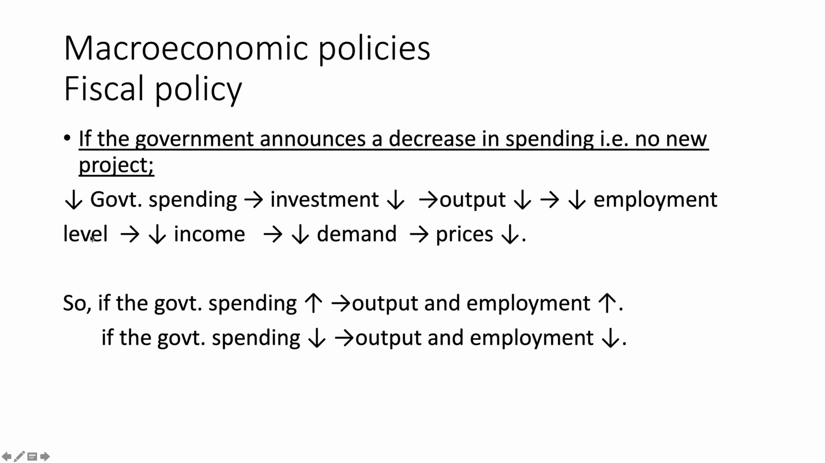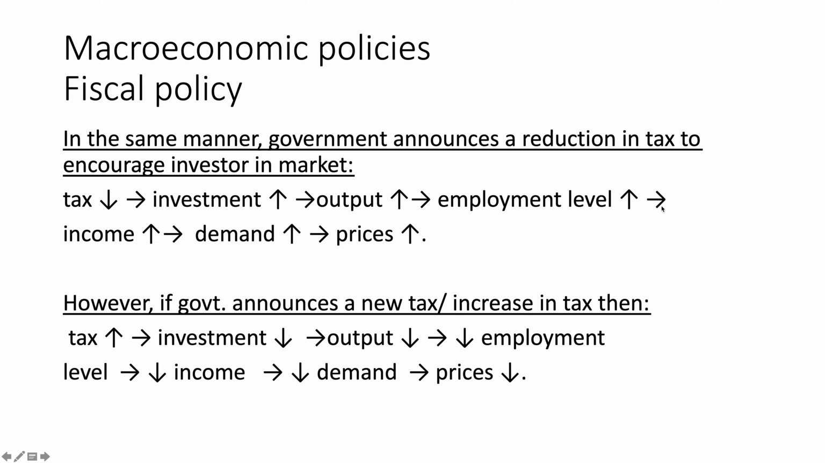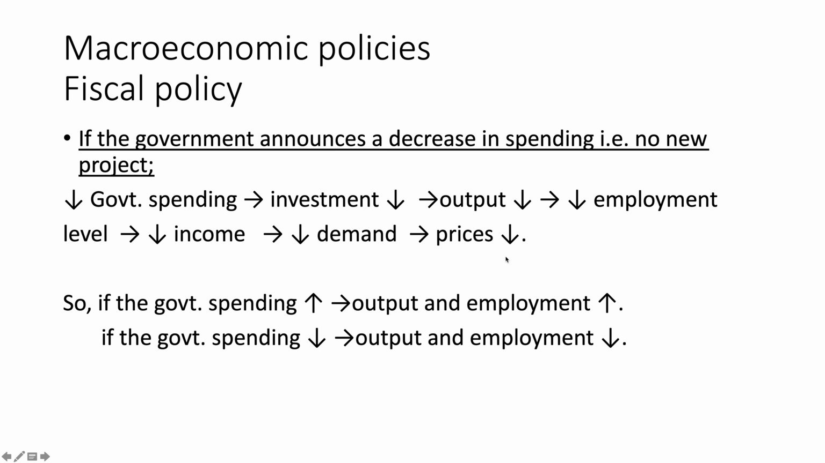Income of the people decreases because employment is decreasing. When people do not have income, they do not have purchasing power, demand is going to be reduced as well, which means that prices are going to decrease. So a decrease in government spending has a negative impact on output and employment level. If we observe over here, higher government spending increases output and employment, but if the government spending reduces, output and employment are going to be reduced. So we have taken a look at the first tool of fiscal policy, which is government spending.